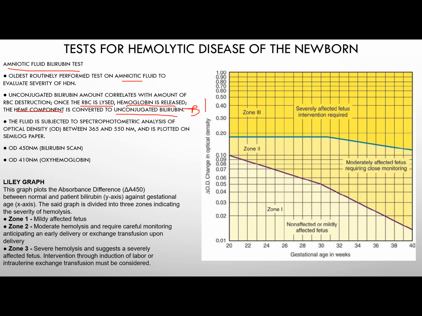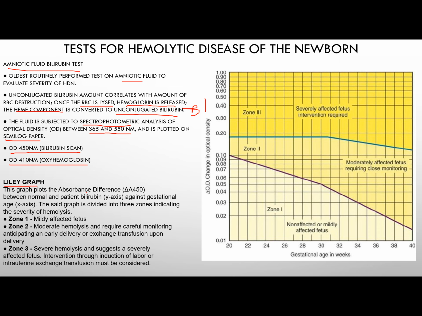B1. The fluid is subjected to spectrophotometric analysis between 365 and 550 nanometers and is plotted on a semi-log paper. So OD 450 nanometer is done for bilirubin scan. OD 410 nanometer is for oxyhemoglobin. Now, this semi-log paper is what you would use for a Liley graph.